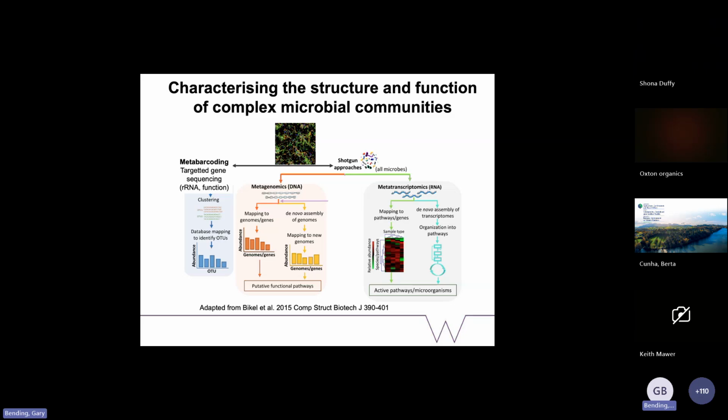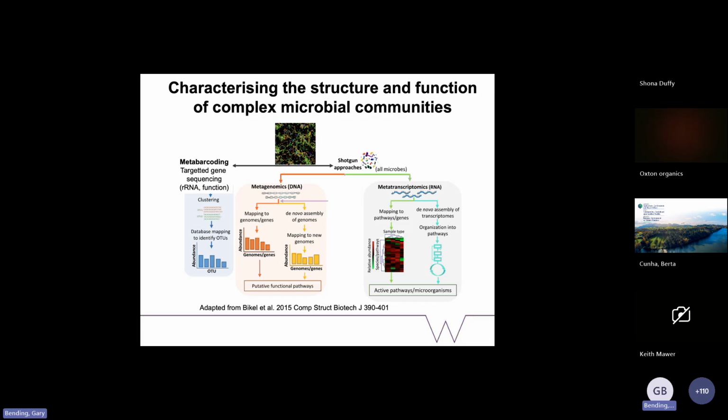You can also use that in a functional capacity as well. So if you're interested, for instance, in denitrification, so loss of nitrogen from the soil as a gas, you can actually look at denitrifying genes and find out about the types of denitrifying genes that you have in your system and the microbes that are contributing to that particular function. So it's a very cheap, very powerful technique.